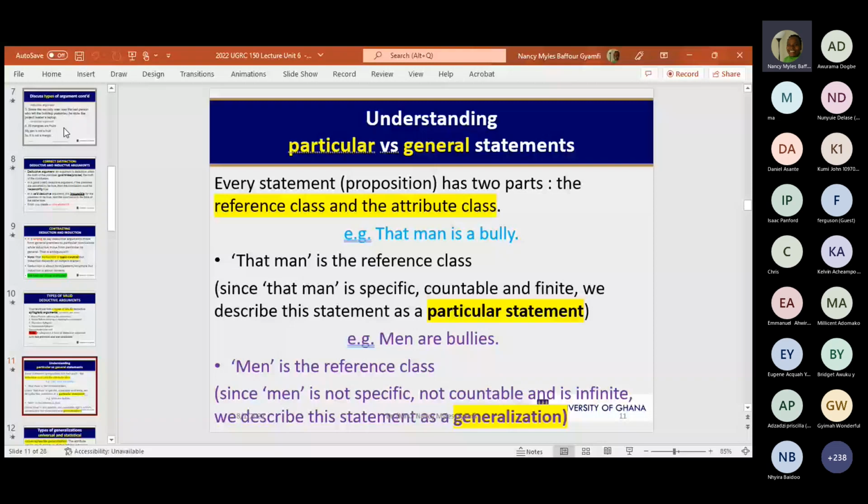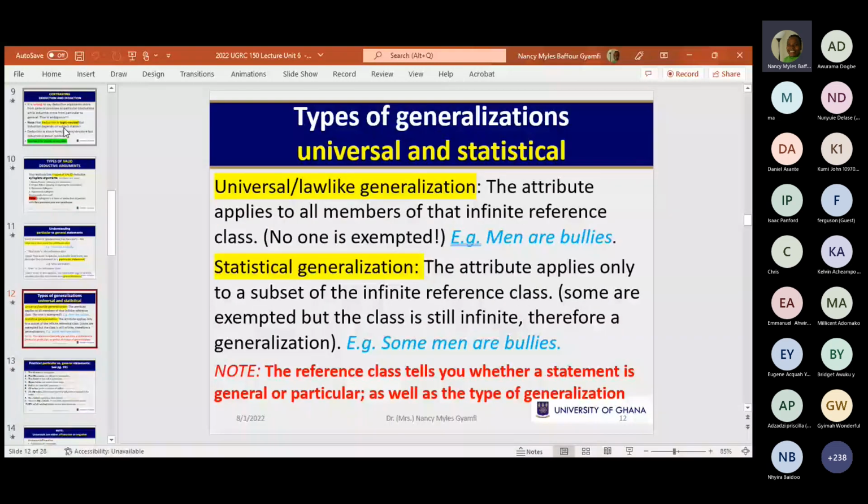Look at it. If one is particular, there is the reference class, the subject, right? Then the predicate class, or what you are saying about it, is the things I'm adding. It's not anything you see again in this. Okay, so we know that, see on your screen, universal or law-like generalization, you know universals, because you know that conditionals are also universals. Where you leave some of the members out in that universal set, we call it a statistical generalization. See on your screen now, some men are bullies. The reference class is still men, infinite. You will never finish counting.